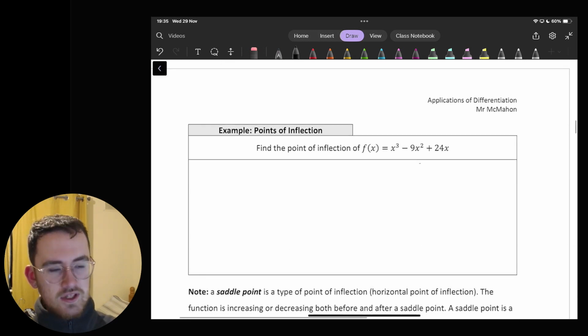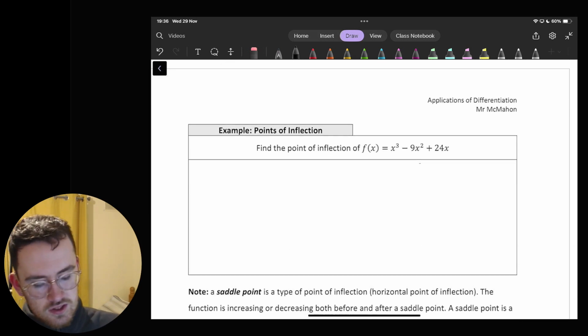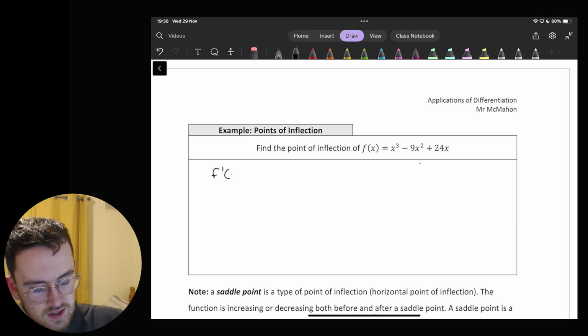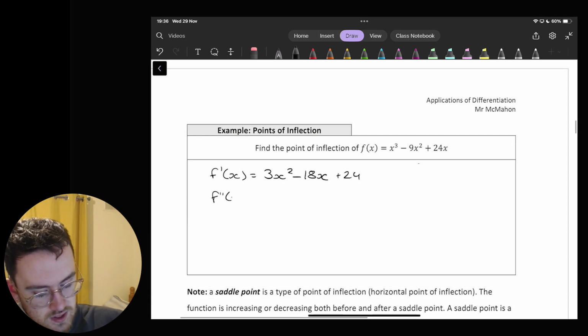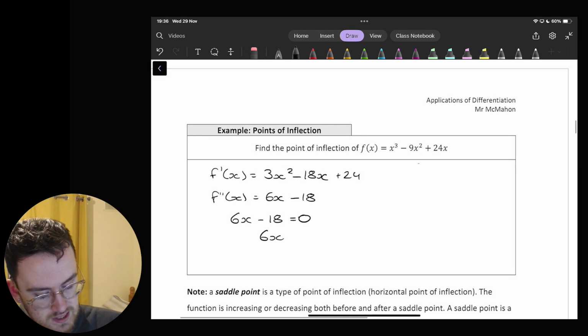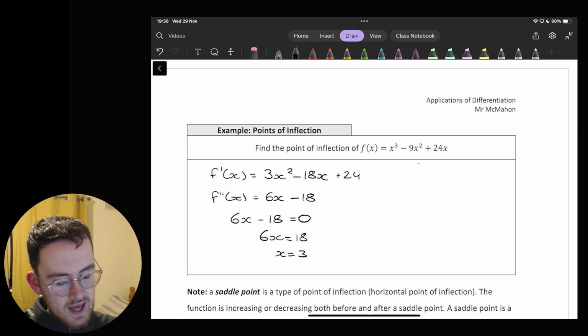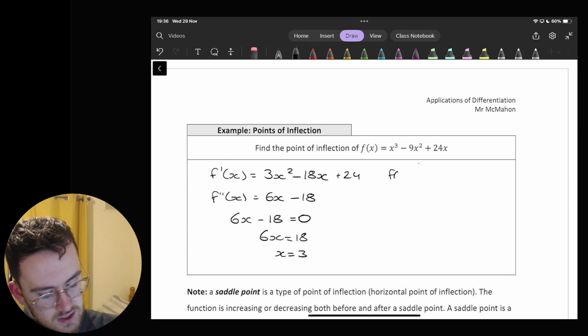So second example here, find the point of inflection of this graph. So we're going to find our first and then find our second derivative. So 3x squared minus 18x plus 24. Let's find the second derivative then. The second derivative is 6x minus 18. I'm going to put that second derivative equal to 0 and solve for x, which gives me an answer of 3. I need to find the x value that goes with that, so I'm going to be subbing 3 back into my original function here.